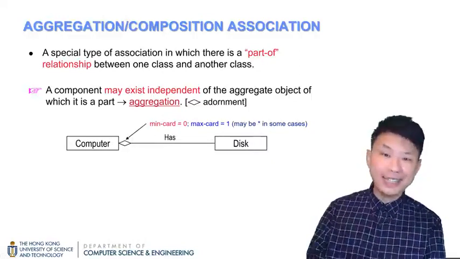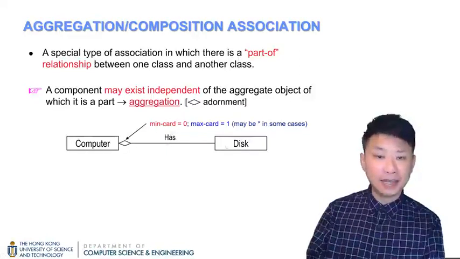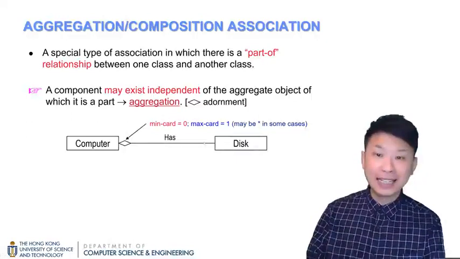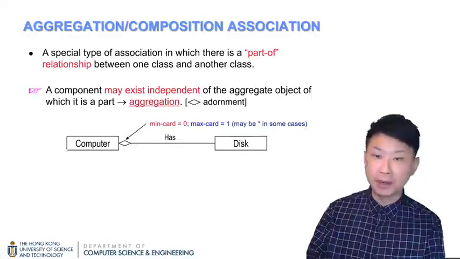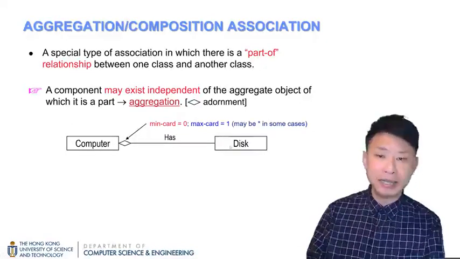When the lower bound is 0, that means the participation is going to be optional. That means the disk can exist alone without a computer. That's what we mean by optional participation.